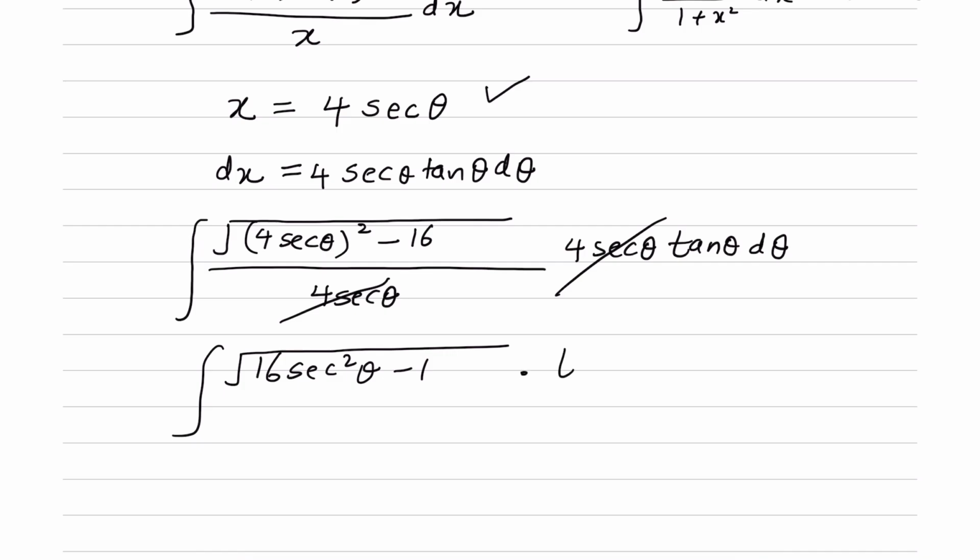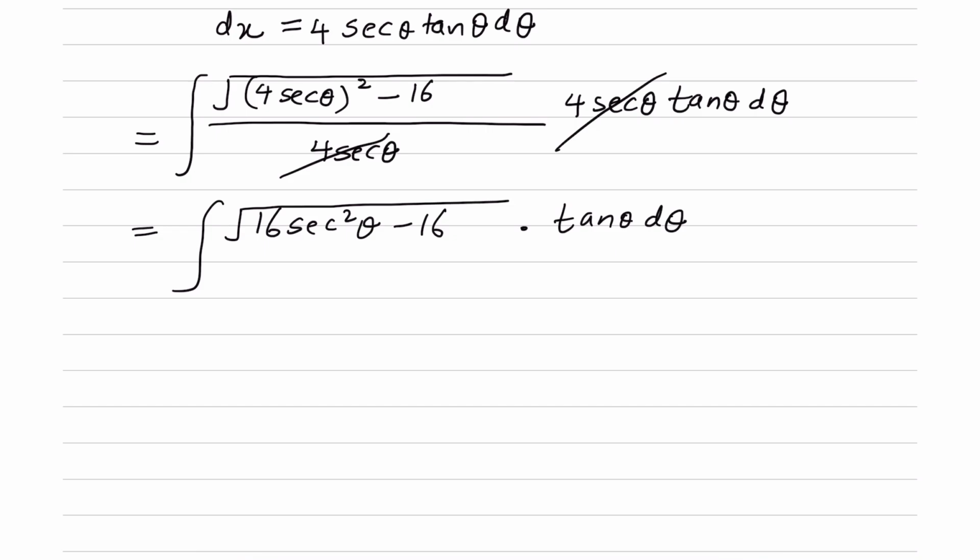Outside the square root you have tan theta d theta. Now we know an identity, 1 plus tan square theta is equal to secant square theta. It means that tan square theta could be written as secant square theta minus 1. Let's take 16 out because it's common in these two terms, and since 16 is inside the square root, when it's out it becomes 4.